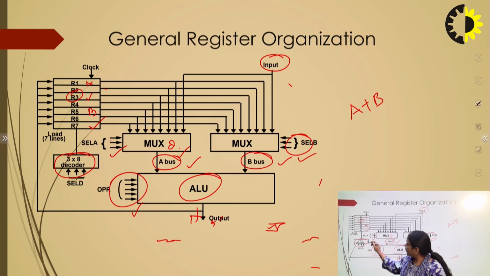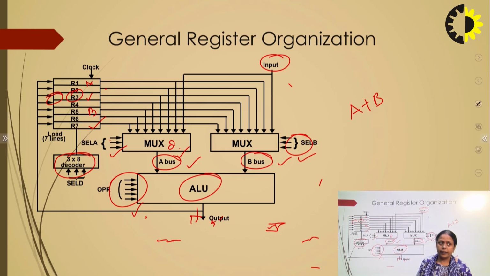So, if we have 8 outputs, only one output will be 1 and the other outputs will be 0 here. Only the output of the decoder for the R3 load input will be 1 and the others will be 0. So, data will go into R3 only, and the load inputs of R7, R6, R5, R4, R2 and R1 will be 0.